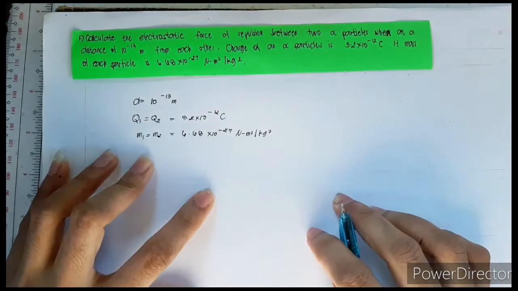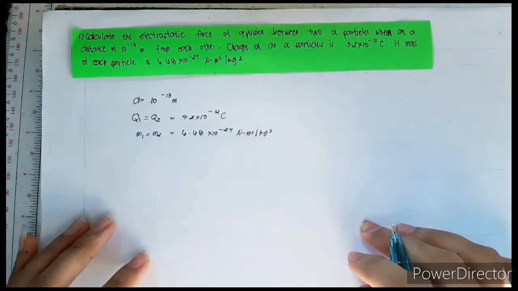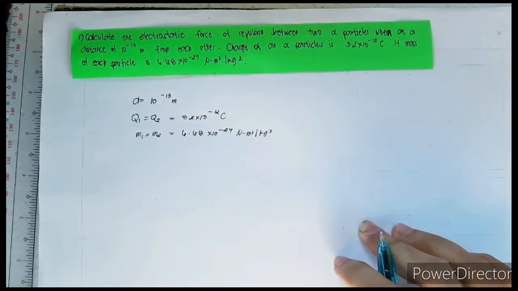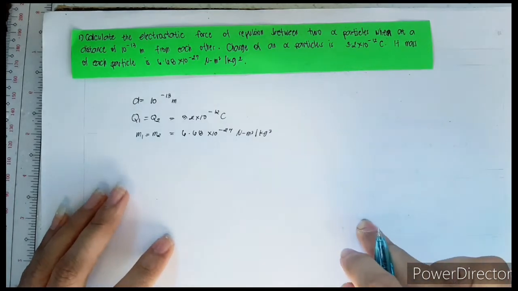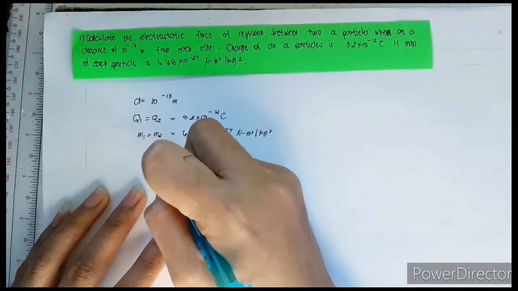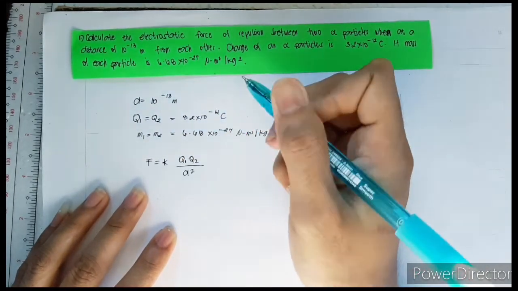And for this problem, to calculate the electrostatic force, we will be using Coulomb's law, wherein it says that the second law of electrostatics states that the force of attraction or repulsion between charges is directly proportional to the product of two charges and is inversely proportional to the square of the distance between them. So for the formula, it is F is equal to K Q1 times Q2 over D squared.